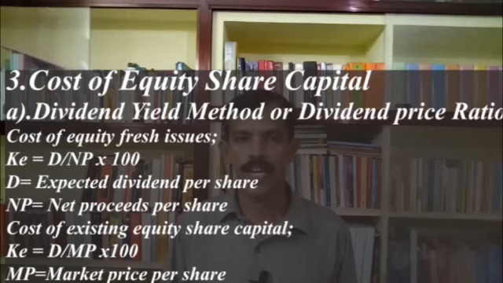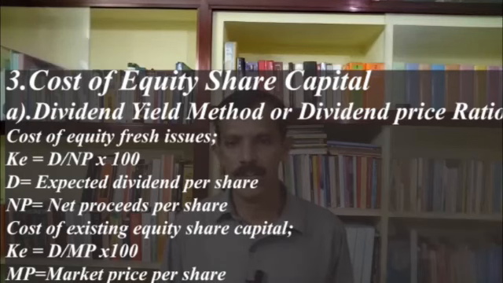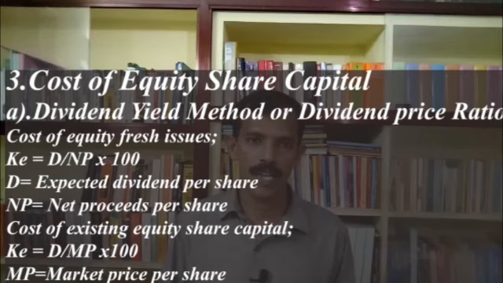K is equal to D divided by NP into 100. Here D is the expected dividend per share and NP is the net proceeds per share. Then, the cost of equity share capital in case of an existing share is equal to D divided by MP into 100, where D is the expected dividend per share and MP is the market price per share.